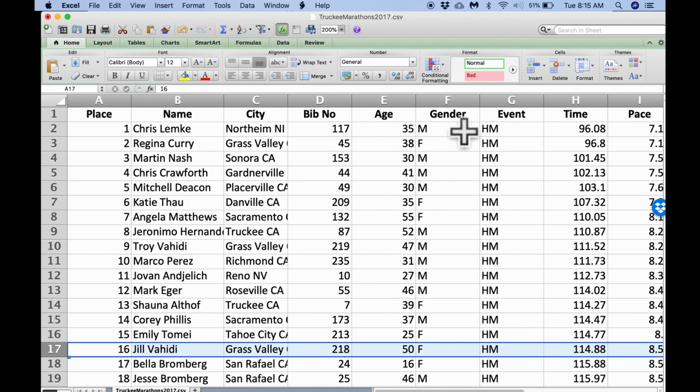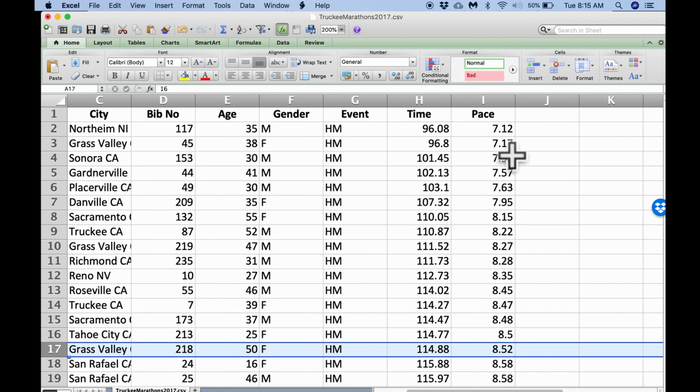Just looking at this gender column, we could ask ourselves, what proportion of the runners in the race are male and what proportion are female? Looking at the event column, we can ask, what proportion of the runners ran the half marathon? What proportion ran the full marathon? Looking at the time column, we could ask, what was the average finishing time for the half marathon? Or for the full marathon? Looking at the pace column, we could ask, what was the average pace for the race? Or more interestingly, was the average pace for the half marathon faster than the average pace for the full marathon?